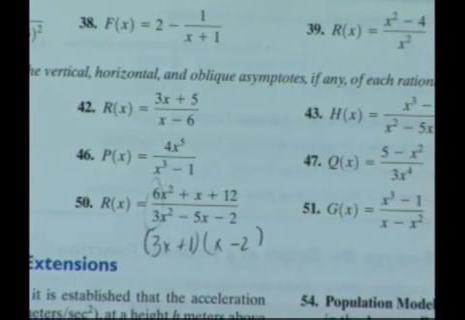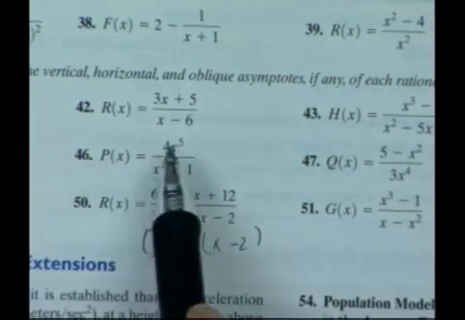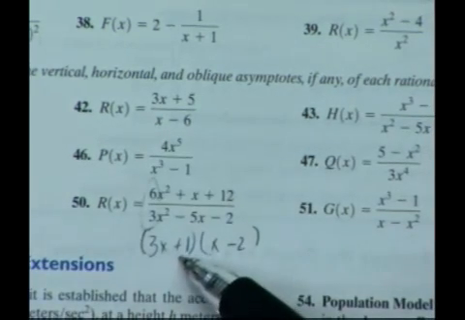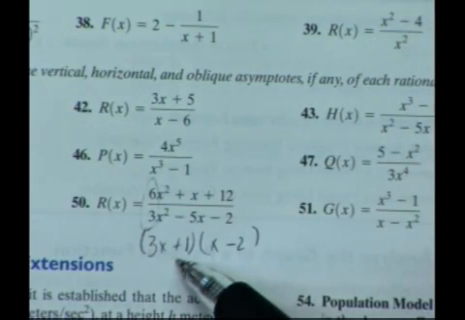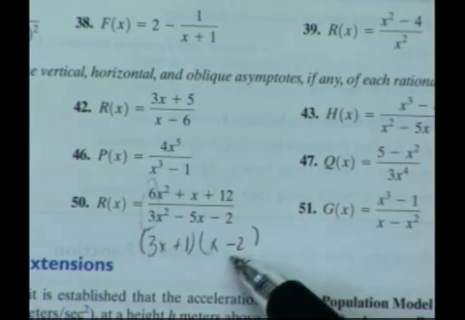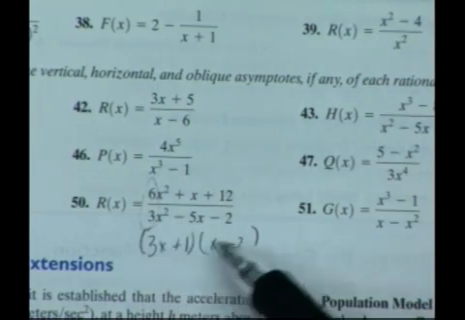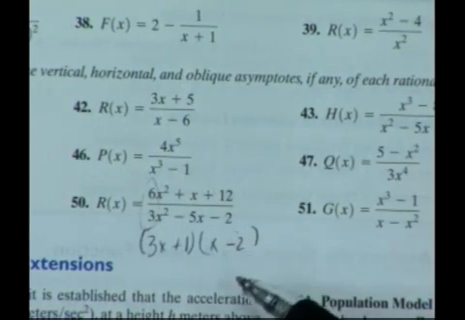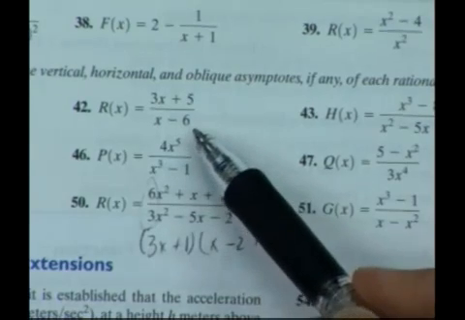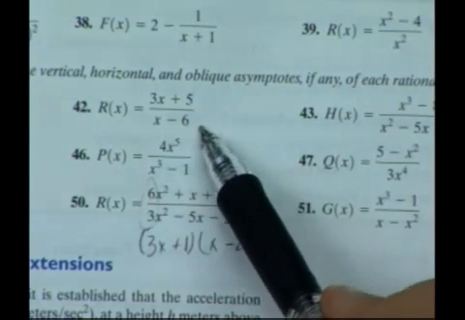Let's find another one real fast. And the vertical asymptote of that is x equals negative 1/3, x equals 2. You've got to set each factor equal to 0. What about number 42? What's your vertical asymptote? Say it fast.